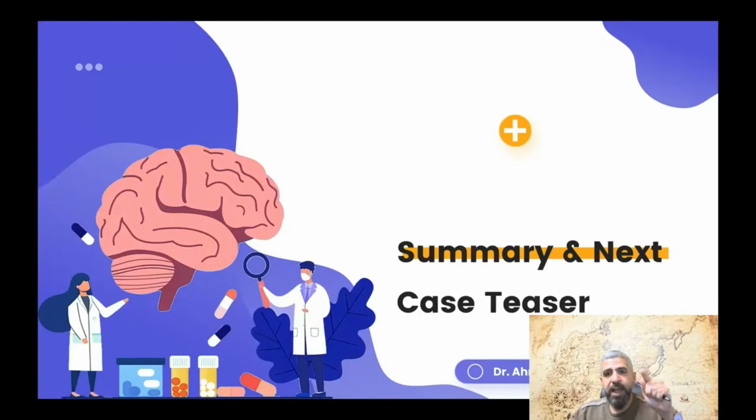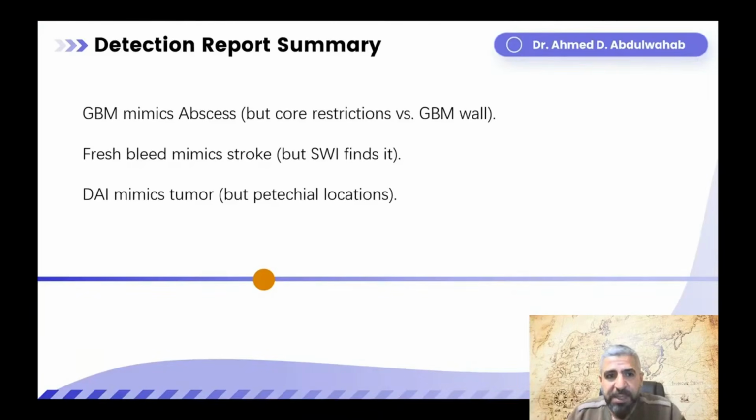Now, we'll have a summary and a next case teaser. As a summary, glioblastoma mimics abscess, but there is core restriction in abscess, while glioblastoma shows wall restriction. This is the teaching point here. Second, a very fresh bleed may mimic a stroke, but the susceptibility weighted imaging finds it, especially if the patient is on anticoagulation. Third lesson, diffuse axonal injury might mimic some kind of tumor, or you might even pass it as normal sometimes on brain CT, but the particular location of blooming on SWI will help you determine the correct diagnosis.